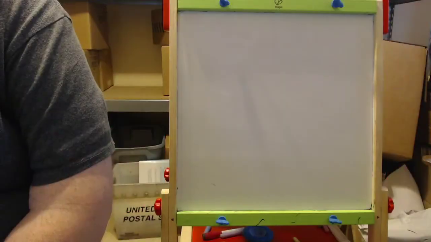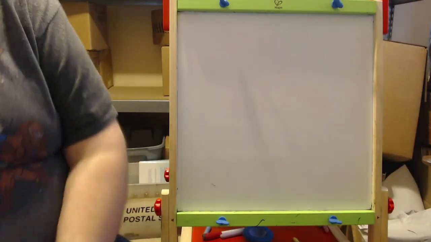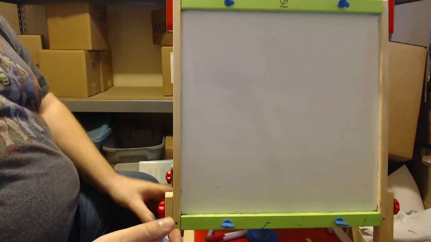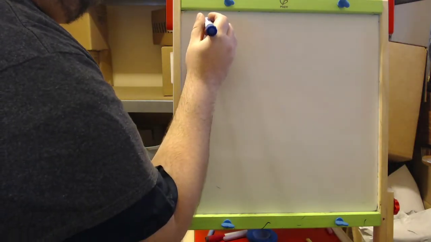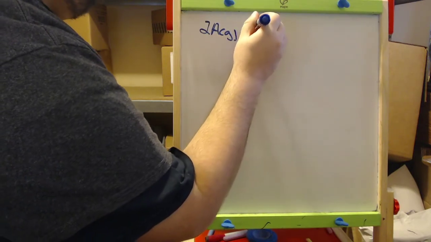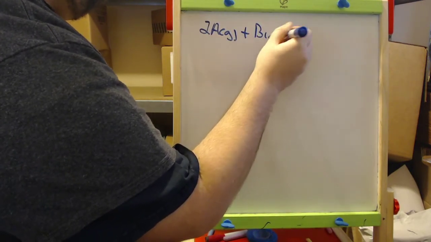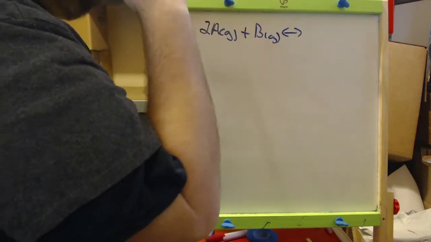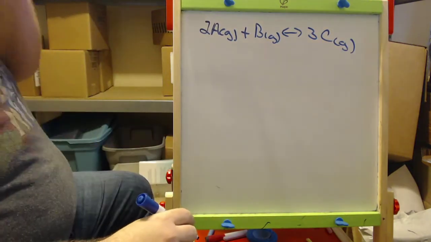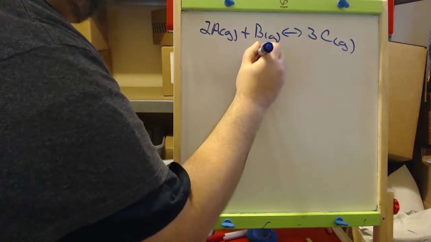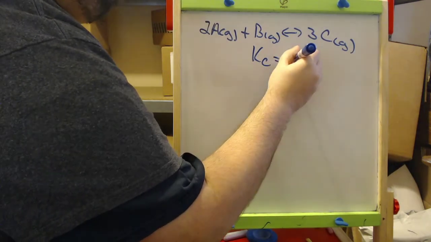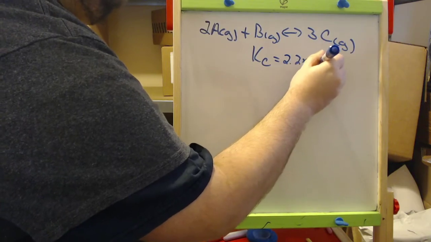So in an example, let's just make up a general example. If I had a reaction, okay, and it was, let's say, 2A gas plus B gas is at equilibrium and gives me 3C gas. And we said that the Kc value is, I don't care, 2.2 times 10 to the second.